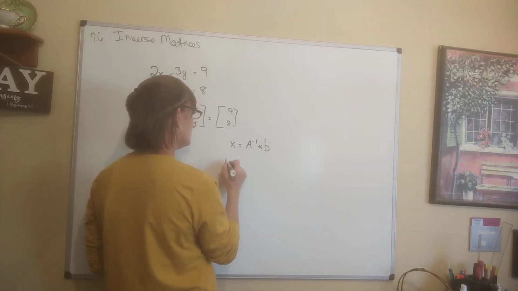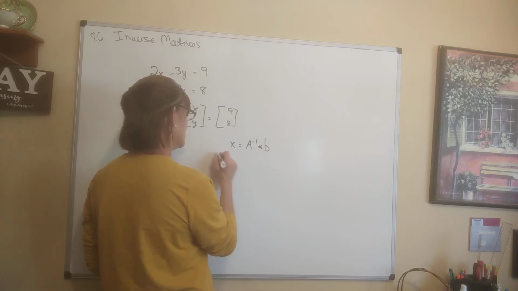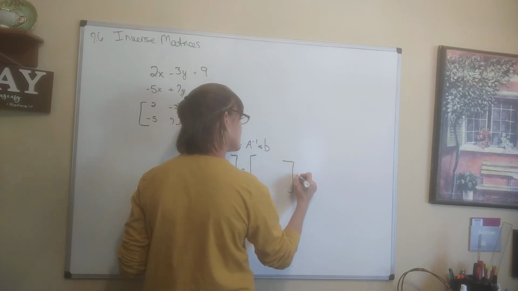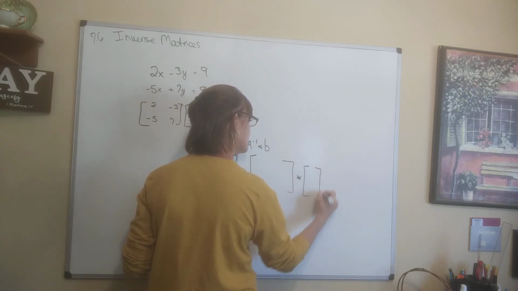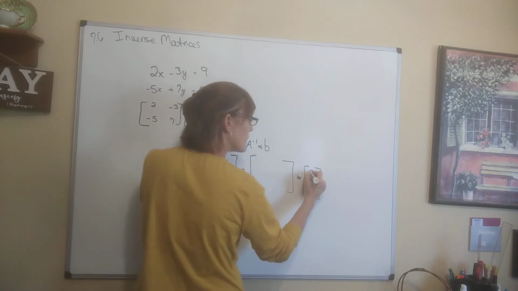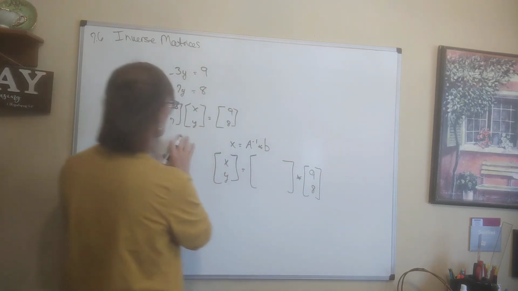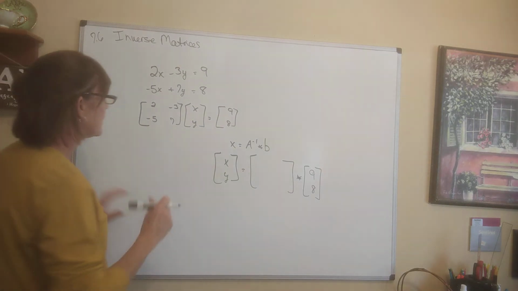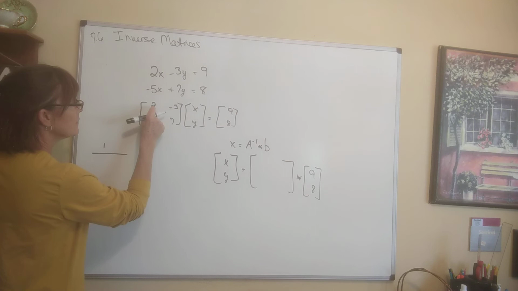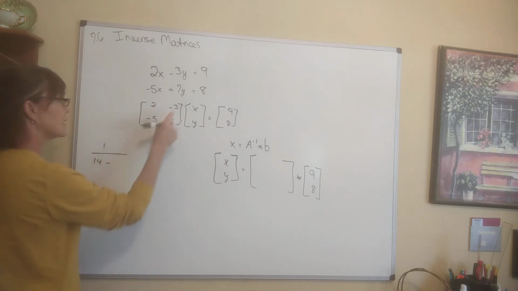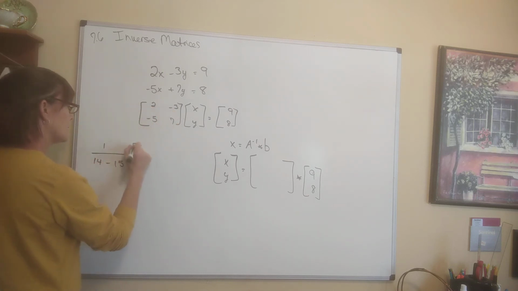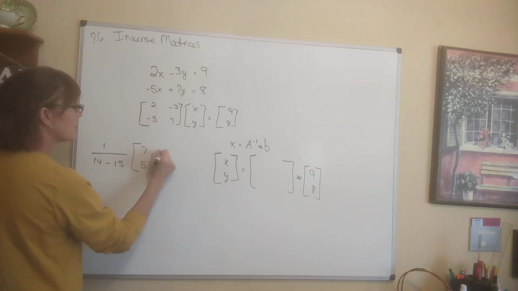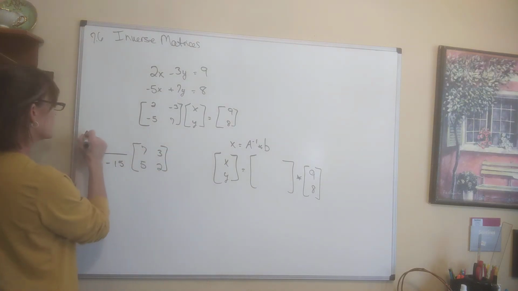So I will have you write down this. XY is equal to A inverse times B. And you need to know that this is B, and A inverse is what we're going to figure out right here. I'll just do this one by hand because it's a little bitty 2 by 2. So it's going to be 1 over the determinant, 14 minus 15, times, switch these places, 7, 2, make these the opposite signs. This is A inverse.